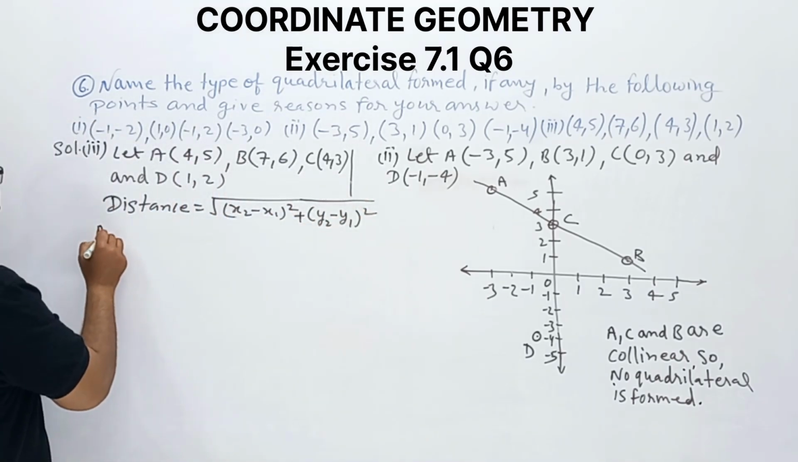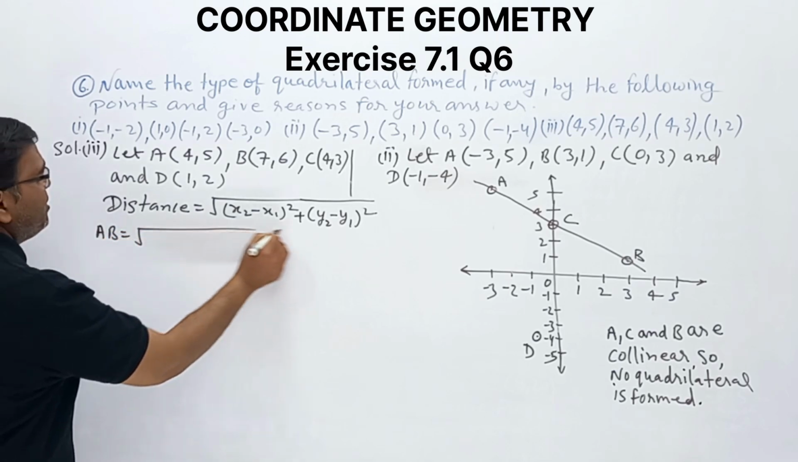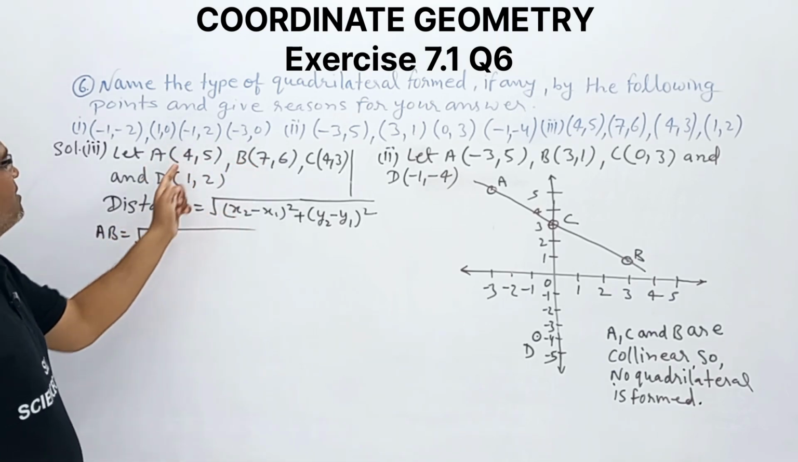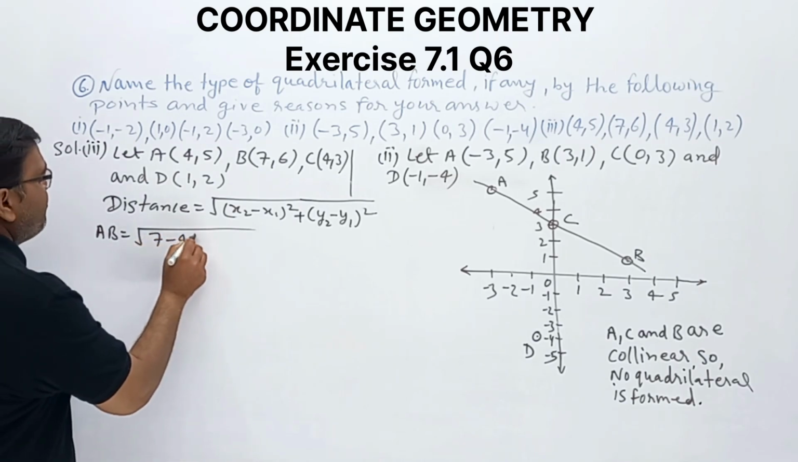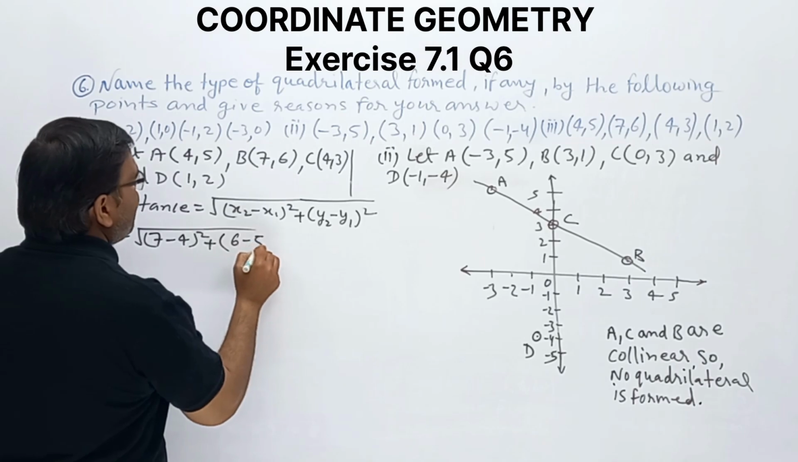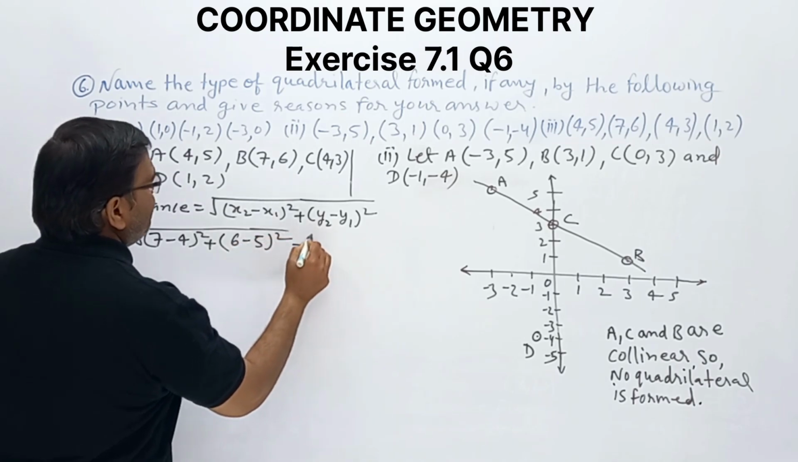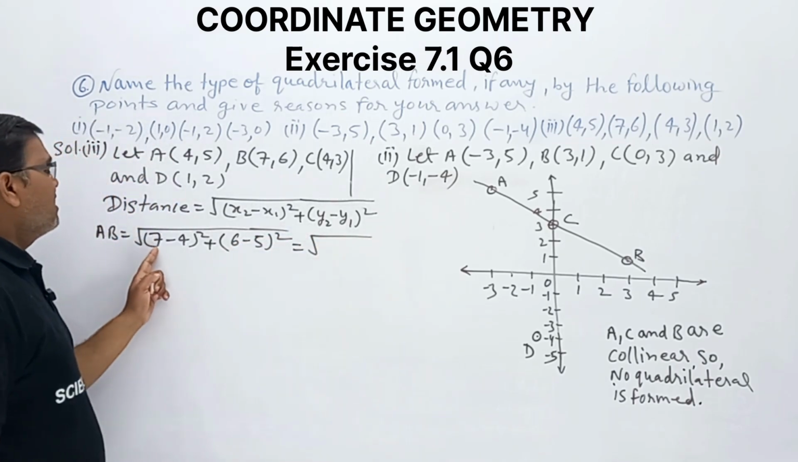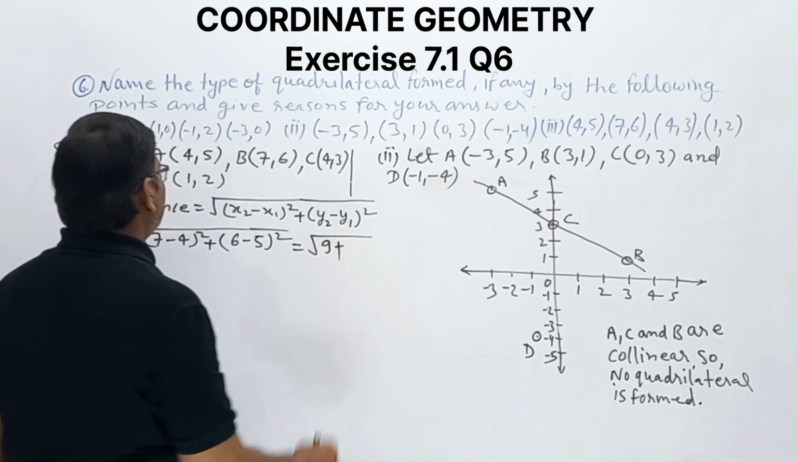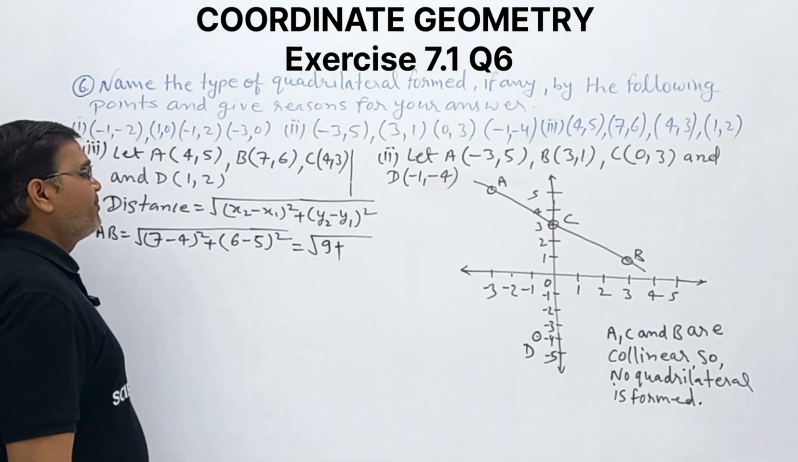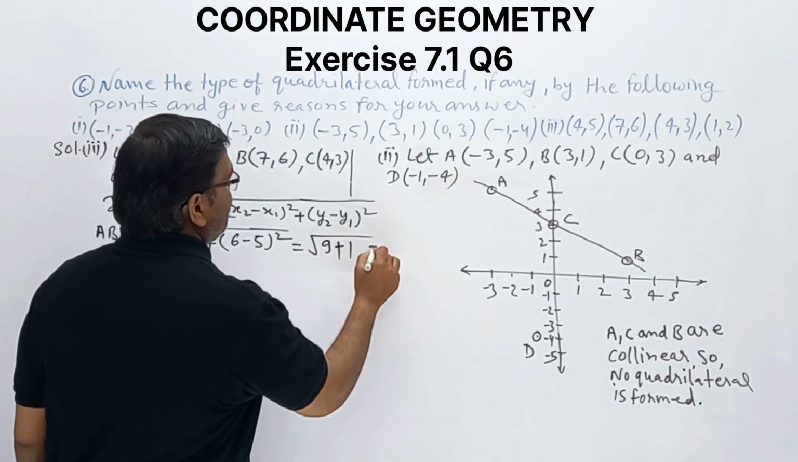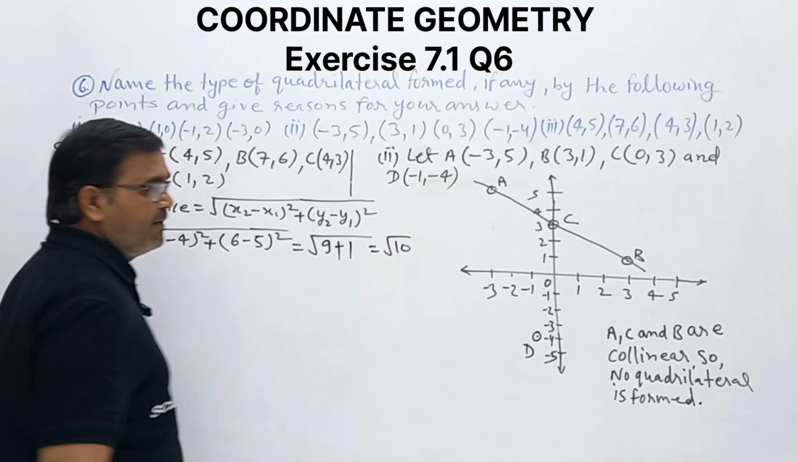By using this formula we will find the sides of the quadrilateral. So what about AB? AB will be the square root of (x2 minus x1), 7 minus 4 whole square, plus (y2 minus y1), 6 minus 5 whole square. What are we getting? Observe, 7 minus 4 will be 3. 3 square will be 9. Plus 6 minus 5 will be 1. 1 square will be 1. So we are getting square root of 10.